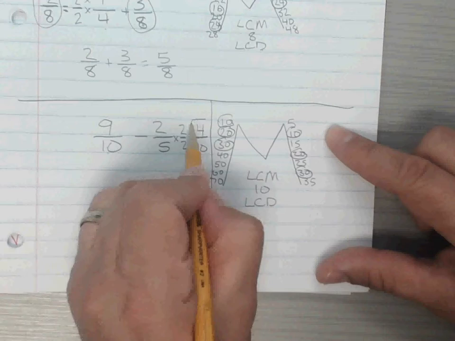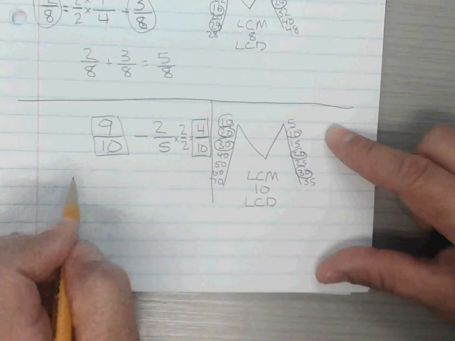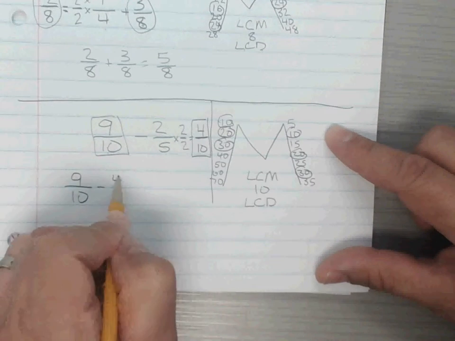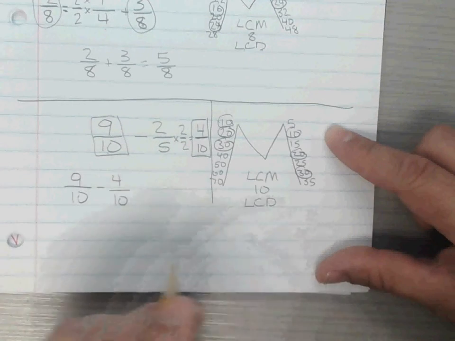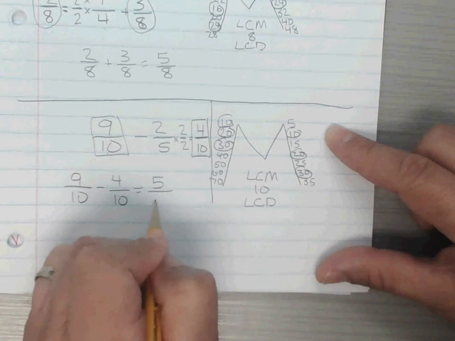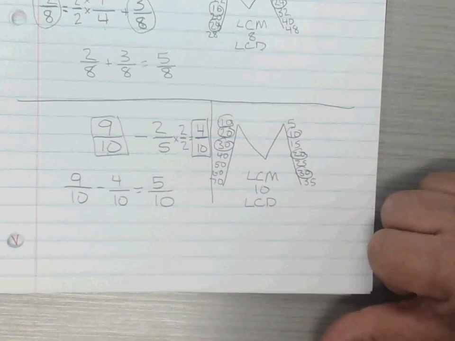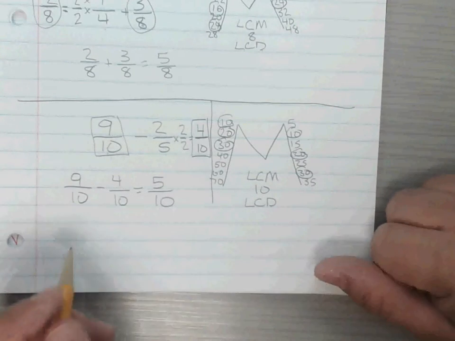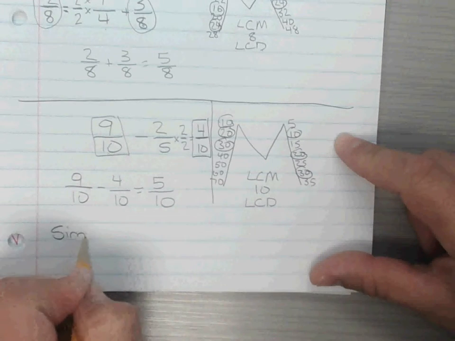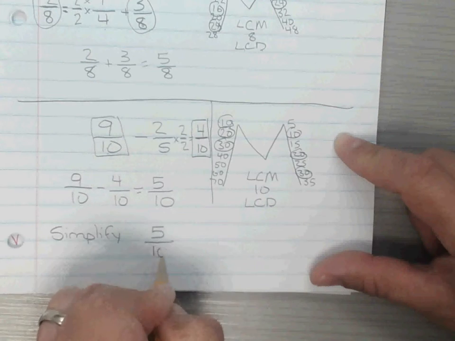Now I've got my new fractions that I can subtract. And I can do 9/10 minus 4/10. And 9 minus 4 is 5. And my denominator is going to stay the same. So my answer to 9/10 minus 4/10 is 5/10. However, I can simplify 5/10. Well, how do I do that?